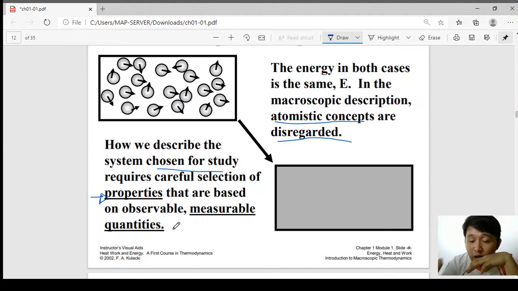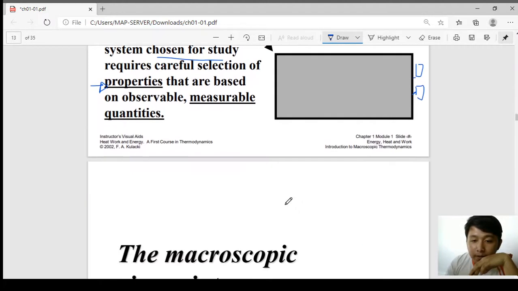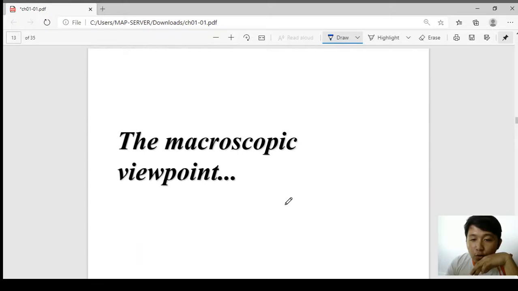For observable and measurable quantities, for example in a plant, we do not need to know the temperature or pressure or distance or energy per atom inside the system. But what we put in the plant are the temperature gauge and the pressure gauge. So that is the general idea.